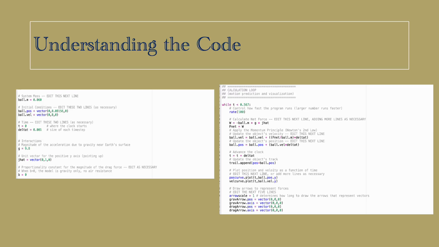Here we're understanding the code, and this is the code for only gravity. Here we have our ball's mass, our ball's position, g equal to 9.8 meters per second squared, j hat, which is the vector 0, 1, 0, and b is equal to 0 here, so our drag constant is 0. We also have how to calculate the net force, which is negative mass of the toy or ball times g times j hat. And we also have the velocity and position update formulas to find the object's velocity and position.